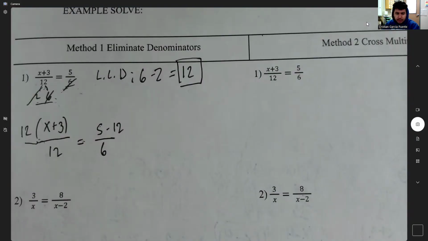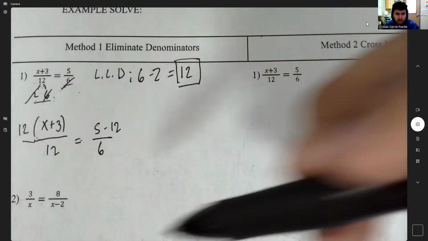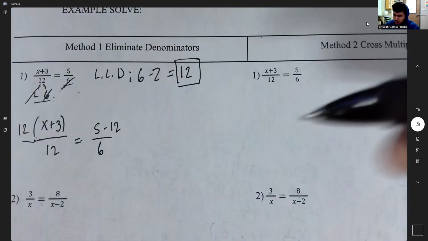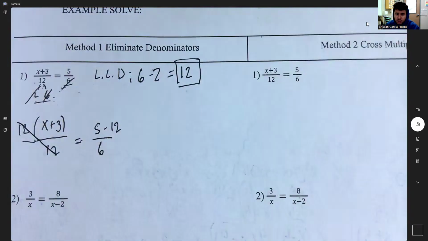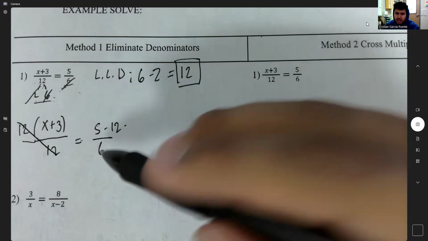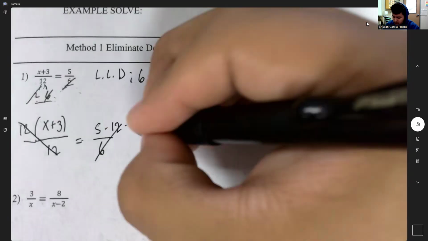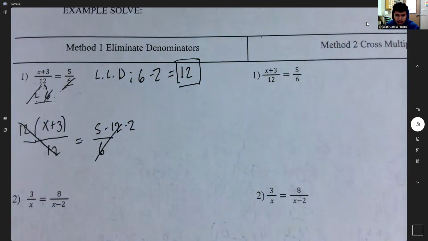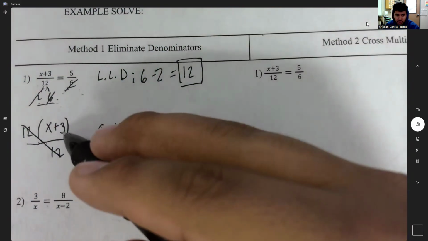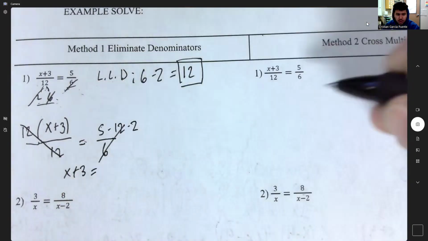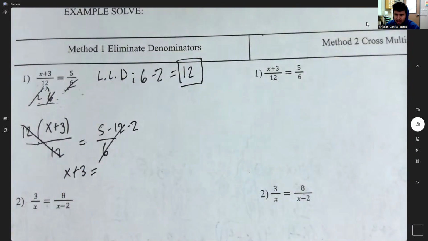Okay, now over here, you're just going to start dividing. You see how you have a 12 on top and on the bottom? So these are just going to cancel out. Over here, you have a 12 on the top and a 6 on the bottom. Just divide those. What's 12 divided by 6? That's just a 2. So this is going to cancel and leave a 2 on top. And now just rewrite how it is. Over here, you just have an x plus 3. Over here, you have a 5 times 2. But what's 5 times 2? 10.